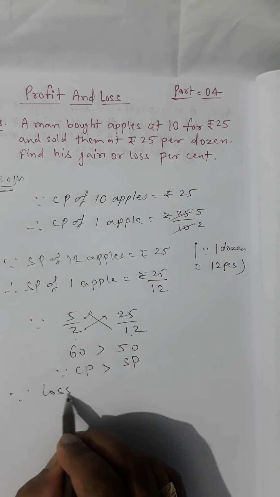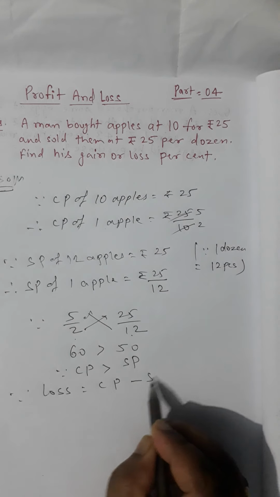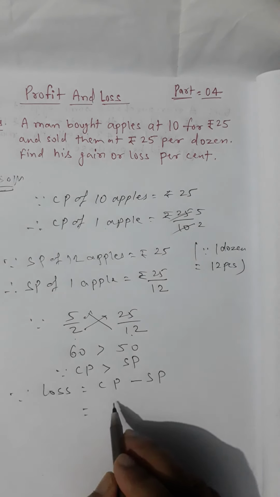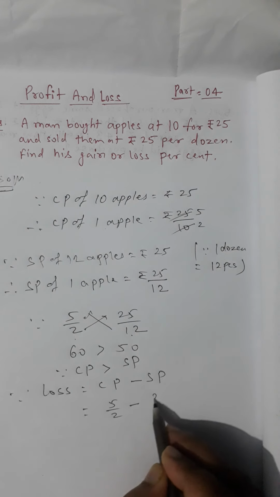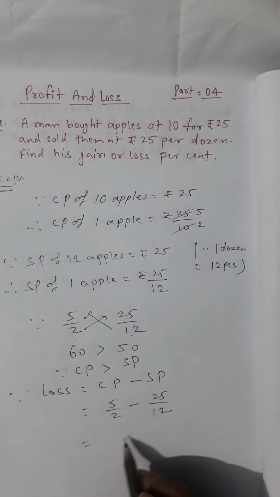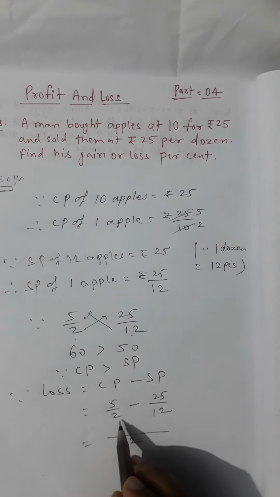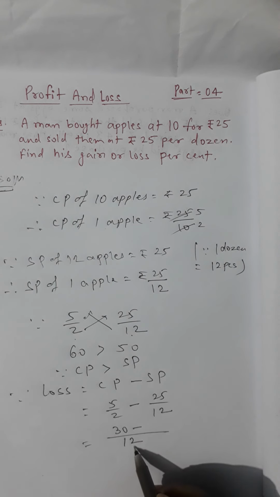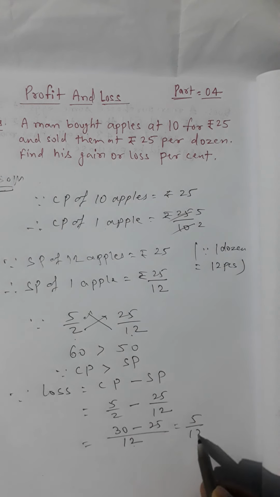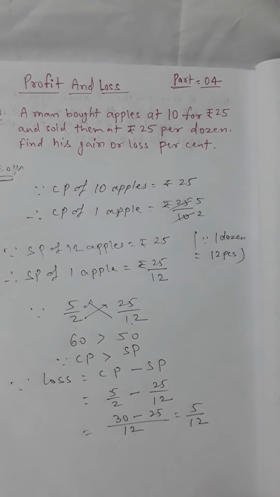So loss equals CP minus SP. CP of one apple equals 5 by 2 minus 25 by 12. Taking LCM, the LCM of 12 and 2 is 12. 12 divided by 2 is 6, and 6 times 5 is 30, minus 12 divided by 12 is 1, and 1 multiplied with 25 becomes 25. The result is 5 by 12 rupees. It is your loss.